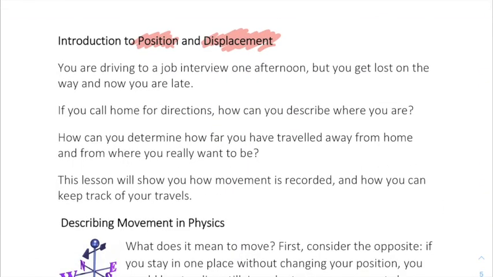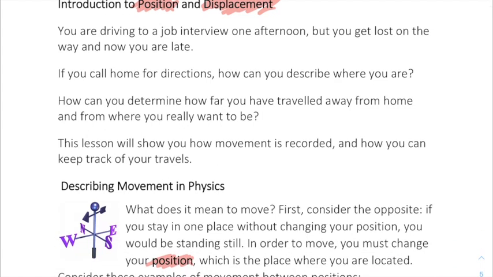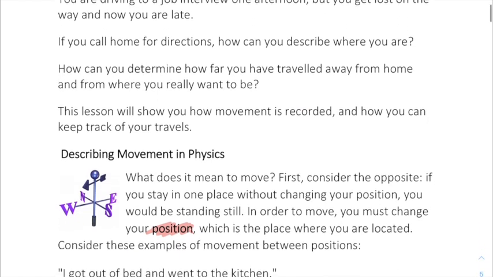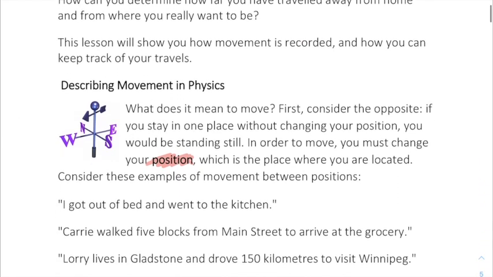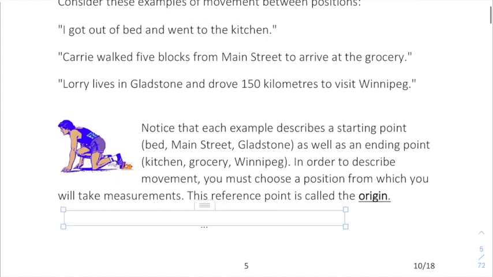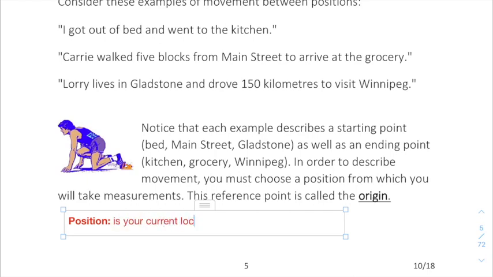So this first section of this booklet is about position and displacement, just as you were taught with Matthew. His ideas were nice and clearly labeled out. So position. Remember that position is just the location. Position is the name for your current location.